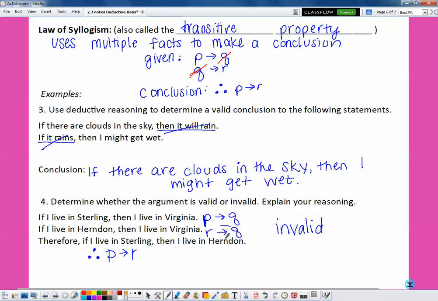We would want the converse of what is written for the second statement. So this is invalid. The converse isn't necessarily true.